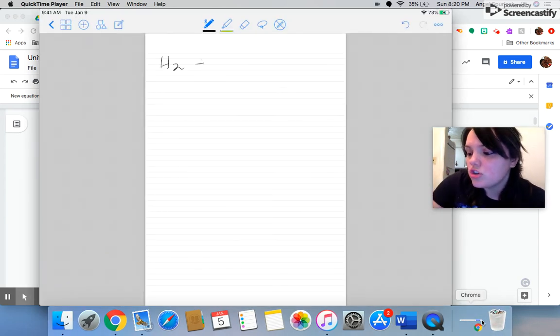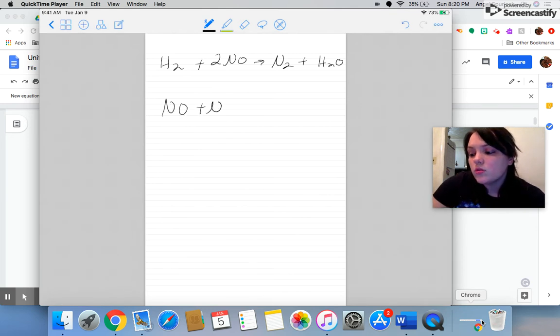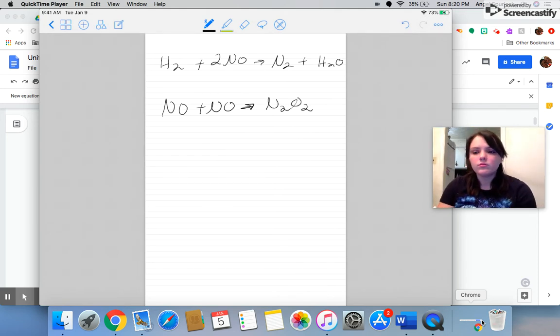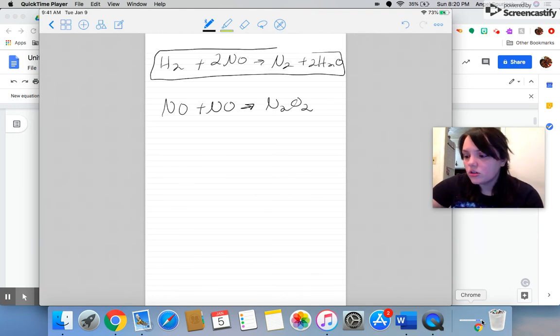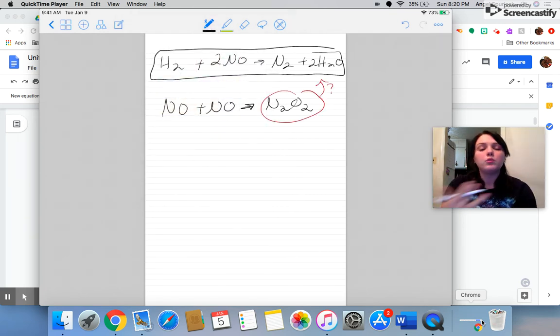So if we've got hydrogen gas reacting with nitrogen monoxide, it's supposed to give us nitrogen gas and water, okay? But what we tend to see is that the 2 moles of nitrogen monoxide are actually going to react first. They're going to collide, and they're going to give us N2O2. Wait a second. If this is the balanced chemical equation, there's no N2O2 in that. And how many times have I told you guys you can't just magically input atoms into a reaction? So where did this even come from?